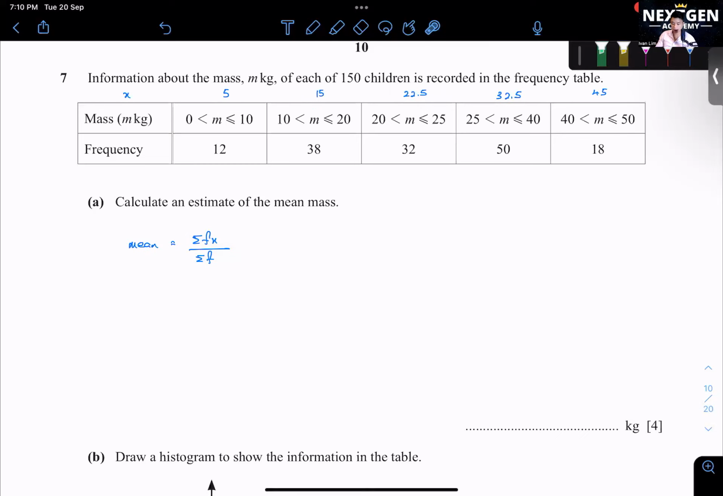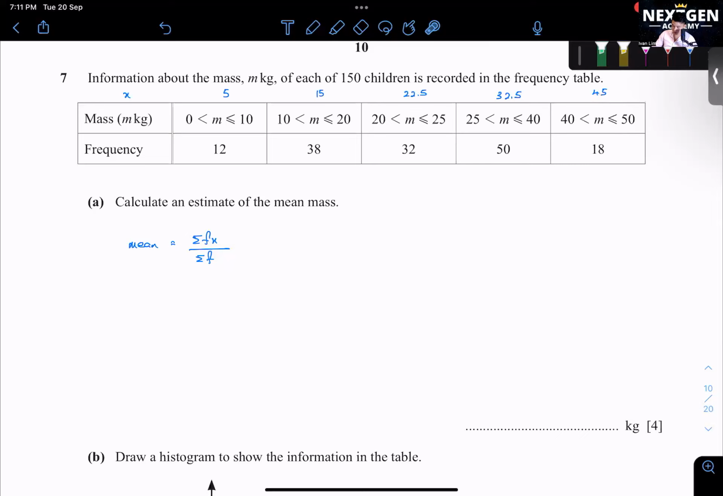You know how to find the midpoint, right? This value plus this value, then divide by 2. Then you get 5. Then 10 plus 20 divide by 2, you get 15. 20 plus 25 divide by 2, 22.5. But don't assume all the intervals are the same, because some of you I saw did 5, 15, 25, then 35, then 45. One value wrong, the entire thing is wrong already. This is a 4-mark question. A lot of you know the formula, but make just small careless mistakes.